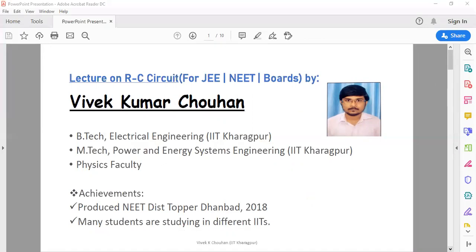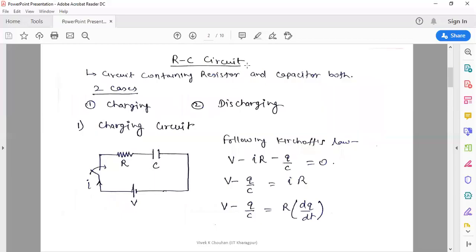First of all, what is an RC circuit? Technically speaking, it's an electrical circuit which contains both a resistor and a capacitor. It will have both of the things. Now there are two types of RC circuit. The first one is the charging circuit, and the next one is the discharging circuit.